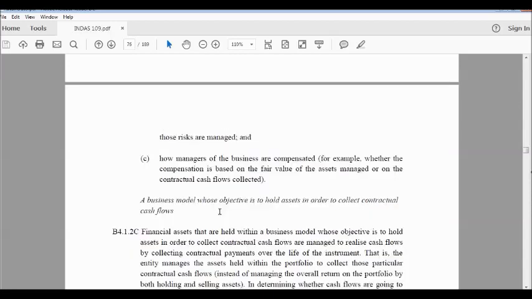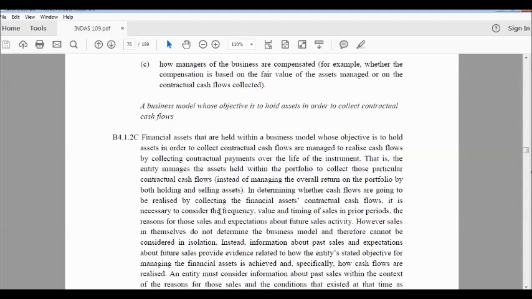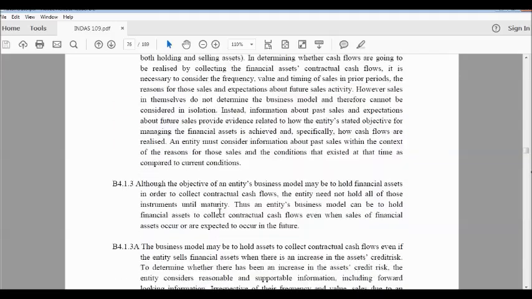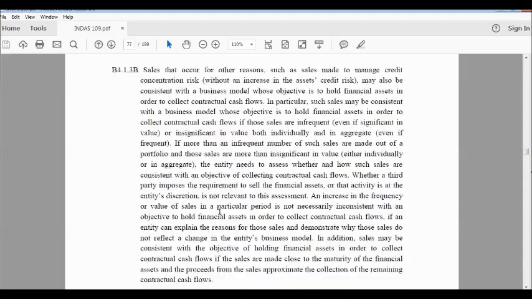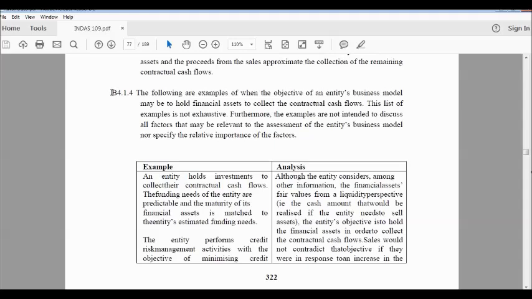So para number B4.1.4 gives you another example of when you can say you are holding the financial asset in order to collect the contractual cash flow. There are a lot of examples, but because we have limited time, we will only discuss example number 1. An entity holds investments to collect their contractual cash flow.